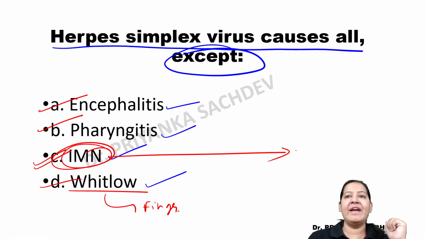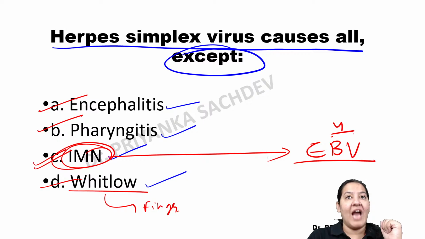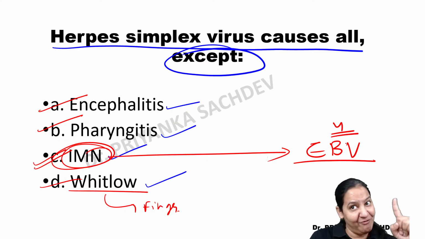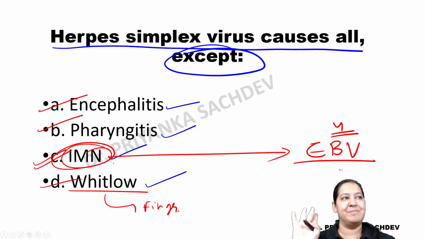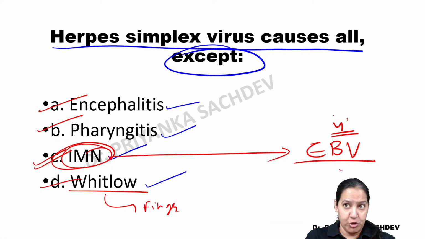Yes, you all are right. It is EBV, Epstein-Barr virus. That is type 4. It is not type 1 and type 2. Type 4 is Epstein-Barr virus. So infectious mononucleosis is caused not by Ebola virus. It is Epstein-Barr virus. I will tell you when I teach you type 4.